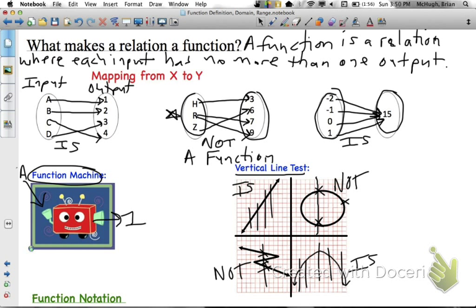Sometimes a mapping gives us an idea of a relation or not. This mapping from x to y, we can call this set x and maybe this set y. We can go back and call this x and this y, this x and this y. So you see input and x go together, output and y go together. That's going to be important here in just a minute.